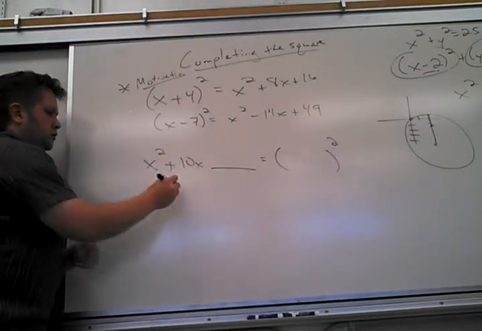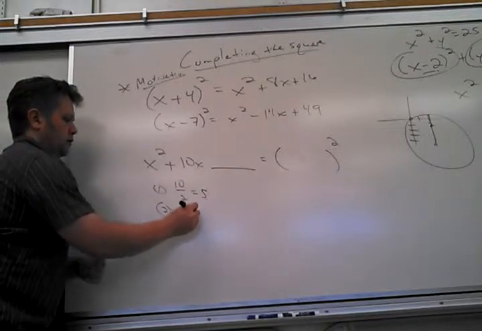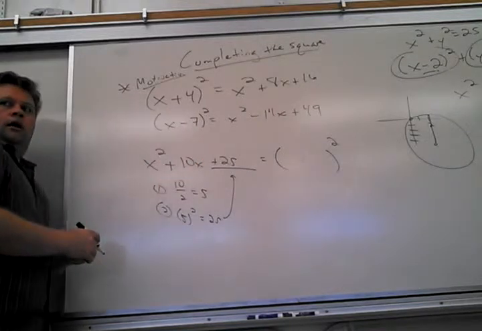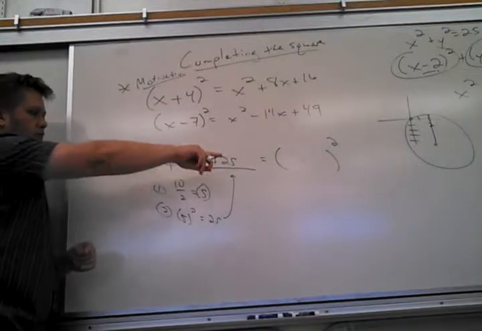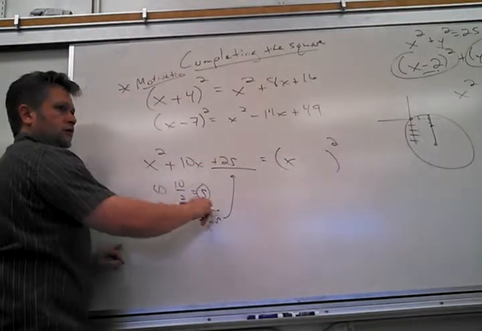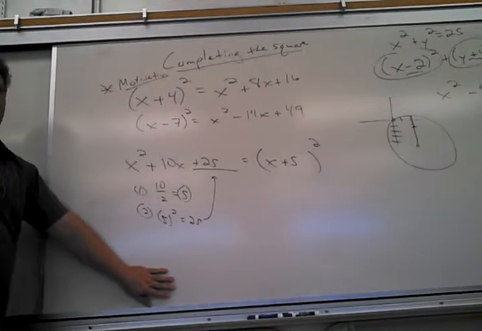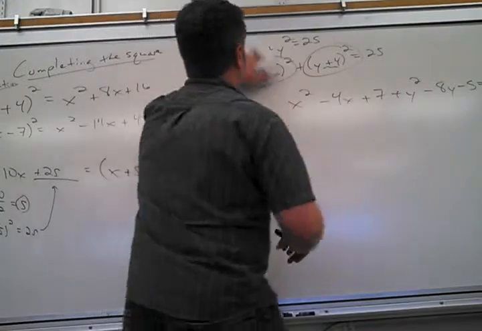Take half of 10, good. Take half of 10 and then square. This is what has to go here. And the really cool thing is that is how it factors: x plus 5. So I see several very confident people out there. Let me give you a harder problem. You try this one.